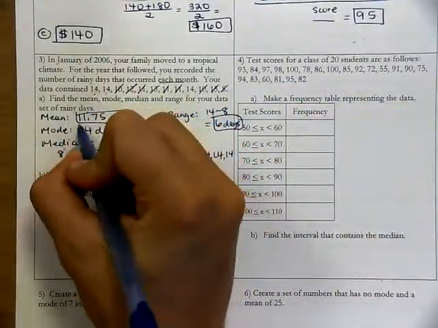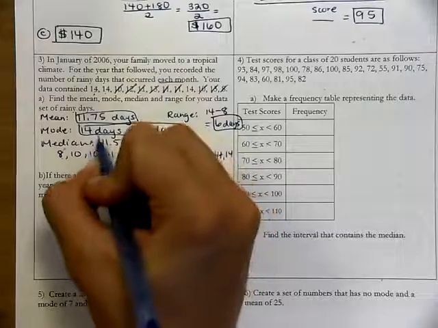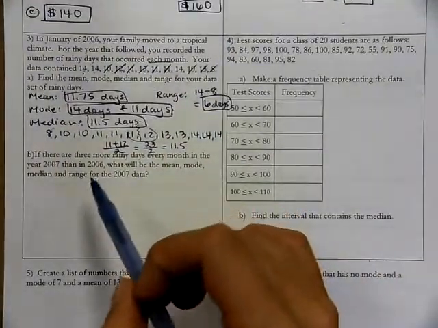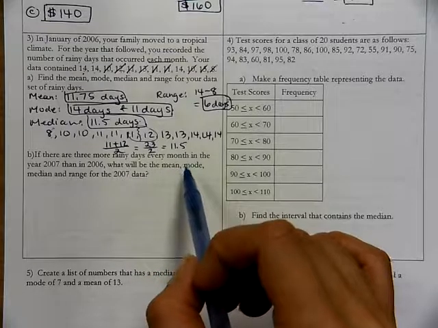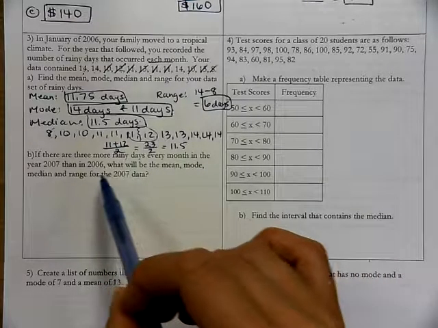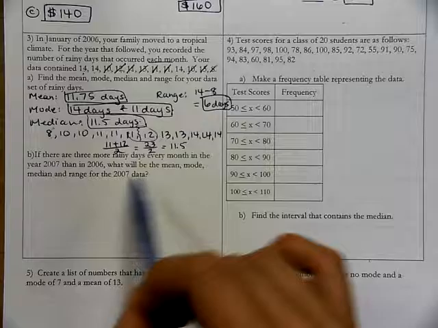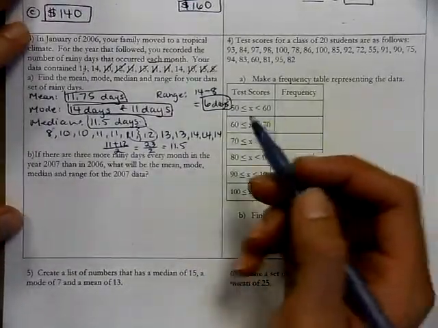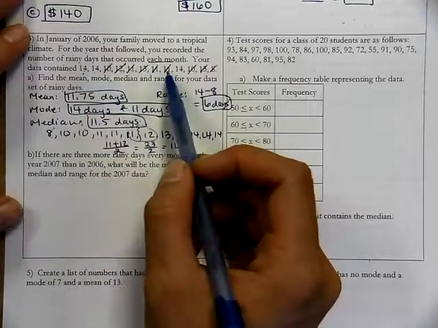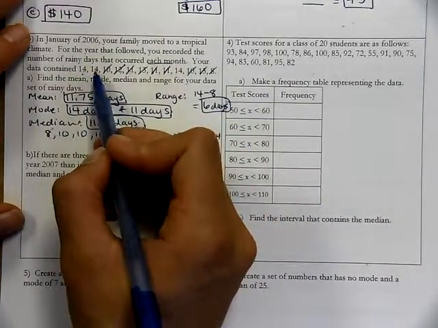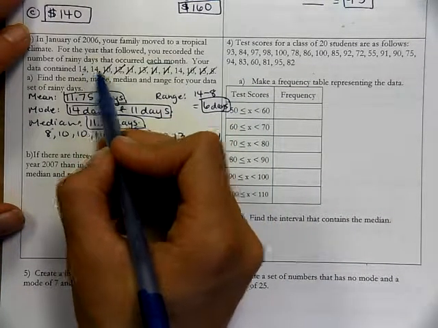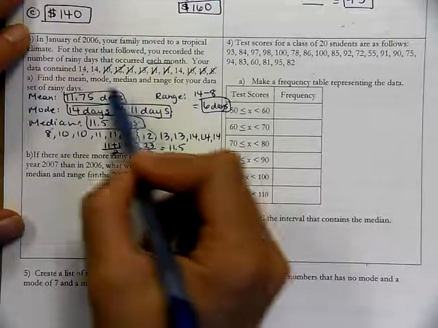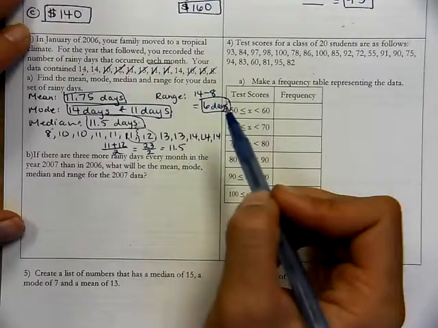So here are the 4 different values that the problem asks for. Down here it says if there are 3 more rainy days every single month in the year 2007 than in 2006, what will these values be now? So mean, median, and mode for this situation. Well, all that's saying is that each one of these is 3 more. So instead of 14, 14, 10, we'll have 17, 17, 13. So you can go back and do all the same calculations for that.